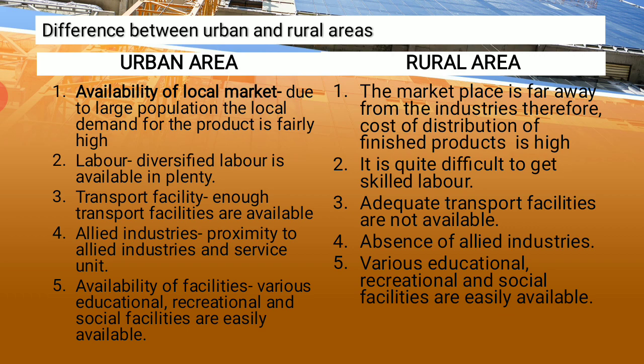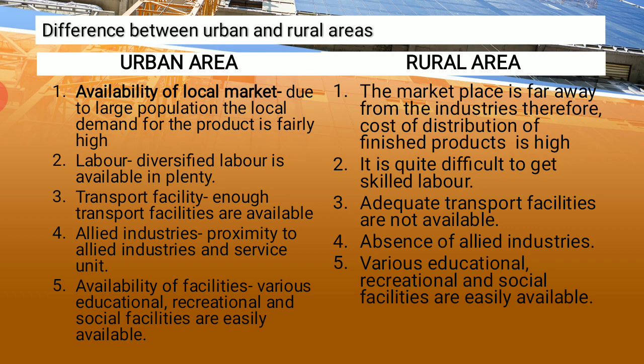Next point of difference is transport facility. Enough transport facilities are available in urban areas, we know it, and on the other hand, adequate transport facilities are not always available in the rural area. That's a basic point of difference between rural and urban.